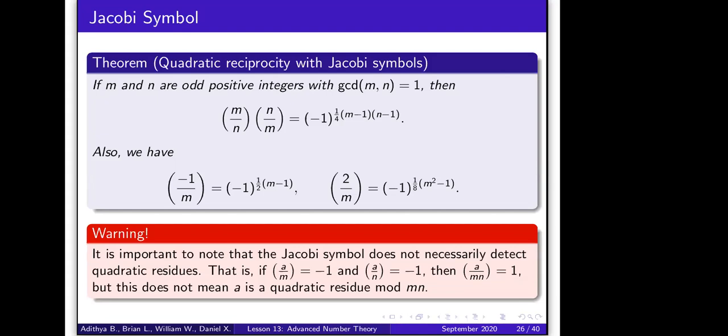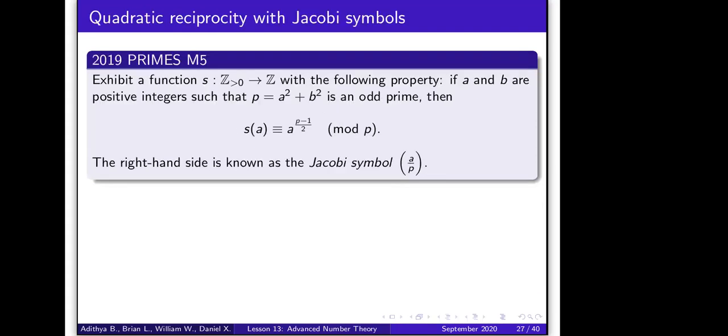But for example, I could say that 2 is not a quadratic residue mod 3 and 2 is not a quadratic residue mod 5. So you would expect it not to be a quadratic residue mod 15. But the Jacobi symbol is actually equal to 1. So it's important to note that this does not actually necessarily mean that a is a quadratic residue mod mn if you use the Jacobi symbol. So with that, we'll move to one final problem about quadratic reciprocity.